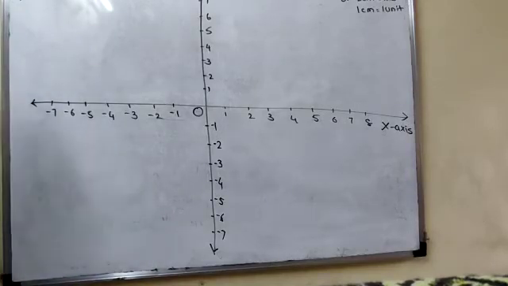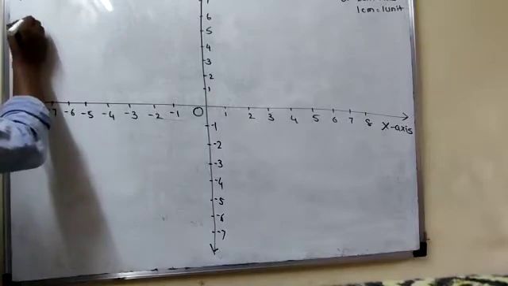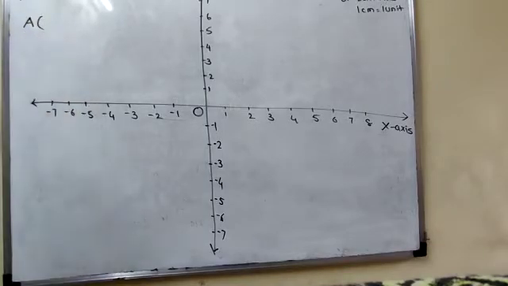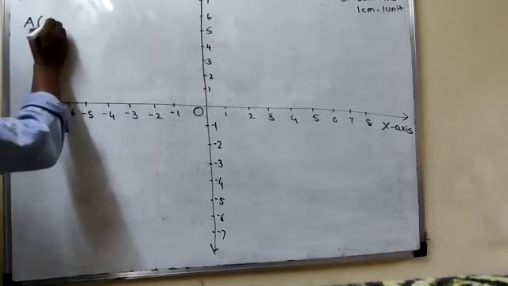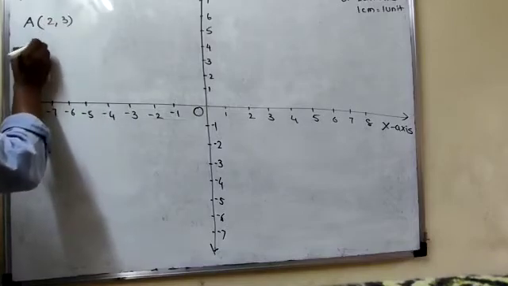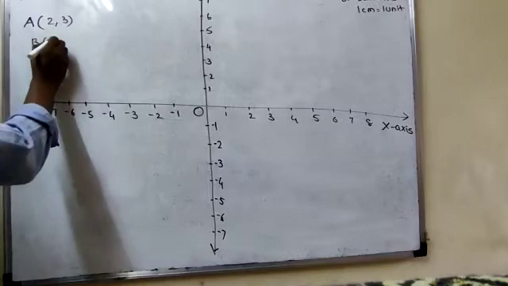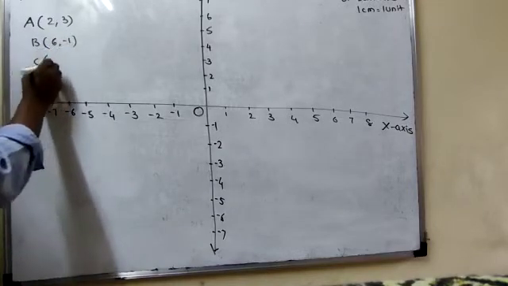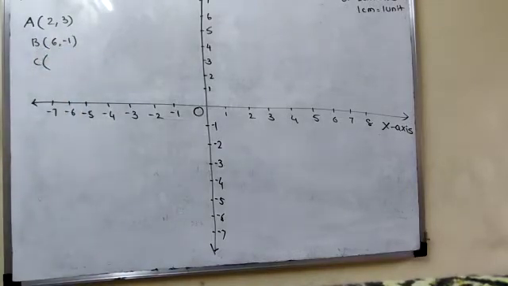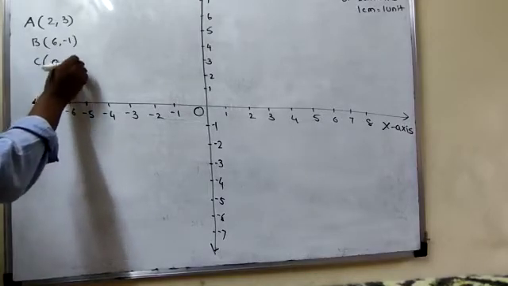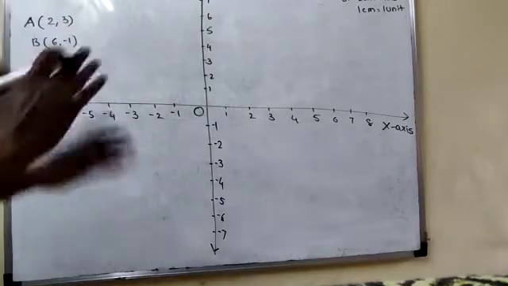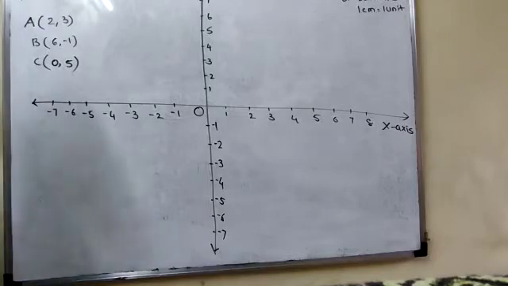Plot the point. Some points are given. A is given. A is how much given? 2, 3. B is given as 6 and minus 1. And C is given as 0 and 5. These 3 points we have to plot. Okay. First we'll plot the points. We'll see what the question is there.